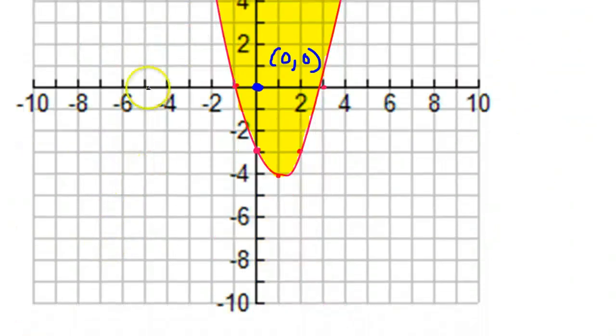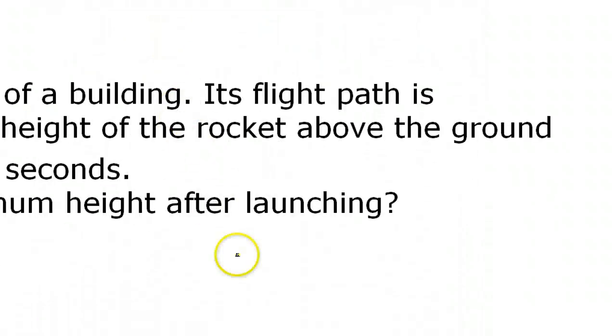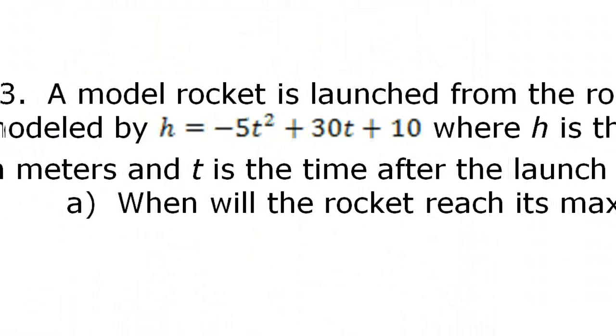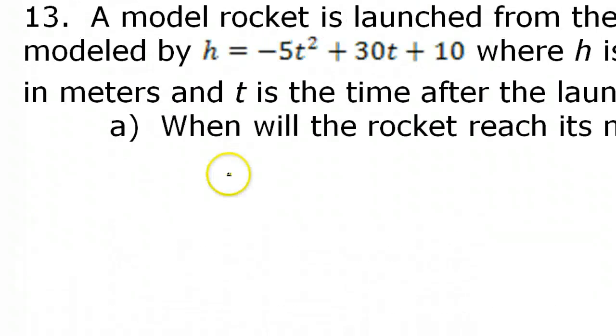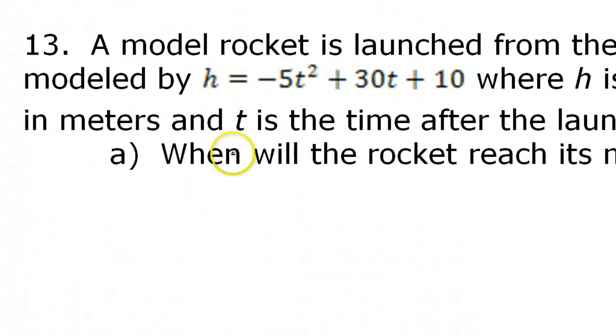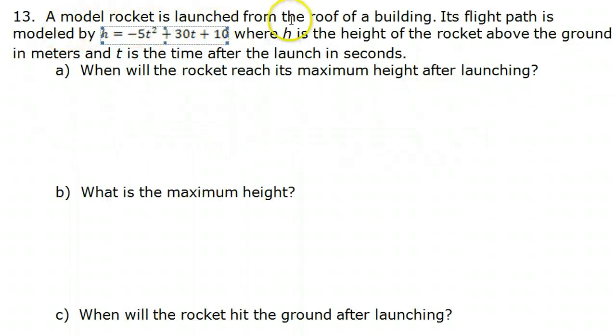Alright, that's it for number 12. What's next? Alright, number 13 is clearly a word problem, so I'm going to zoom out so we can handle it. A model rocket is launched from the roof of a building. Its flight path is modeled by this equation, where h is the height of the rocket above the ground in meters, keep track of the units, and t is the time after the launch in seconds. So, first question, when will the rocket reach its maximum height after launching?